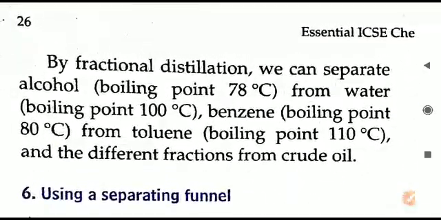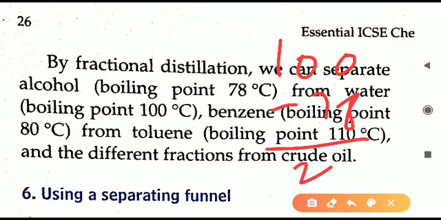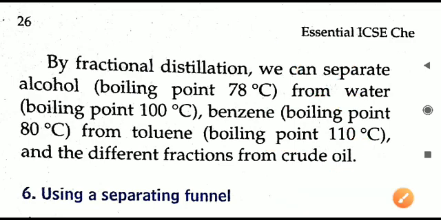Which kind of liquids can be separated? Like alcohol from water. Alcohol and water we can dissolve easily. Alcohol is boiling at 78 degrees Celsius. Water is boiling at 100 degrees Celsius. Boiling point is different for both of them. You can notice what is the difference of boiling point. 100 minus 78, that is 22 degrees Celsius. What I told in the beginning, minimum boiling point difference कितना होना चाहिए? 20. Here it is 22. So because the boiling point difference is more than 20, we can separate water and alcohol or ethanol using fractional distillation.